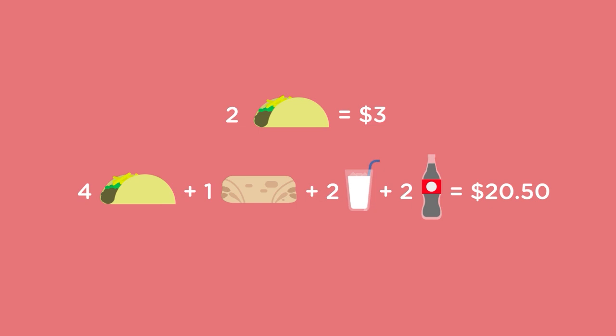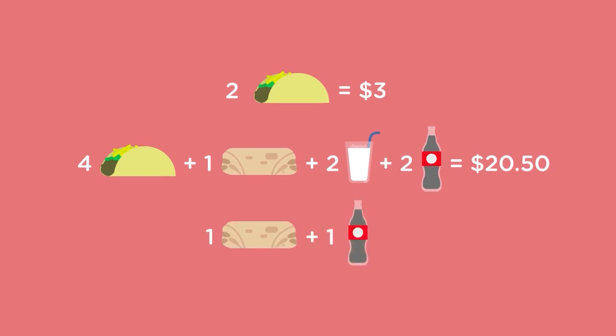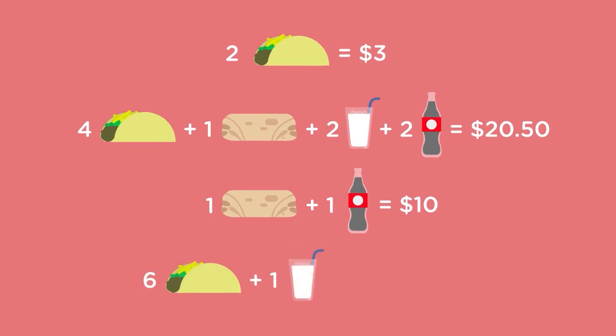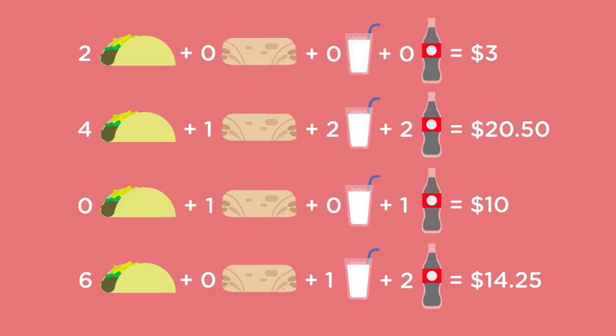So let's see, do I have more data? Of course I do. I went once and I got a burrito and a Mexi Coke, and that was $10. Oh, and another office pickup. I did 6 tacos, 1 horchata, and 2 Mexi Cokes, and that was $14.25. Now, one thing I remember from math is we're going to need to make sure that everything is lined up. That means I need to make sure that I enter a 0 for all the items I didn't purchase, and we get some nice looking equations here.